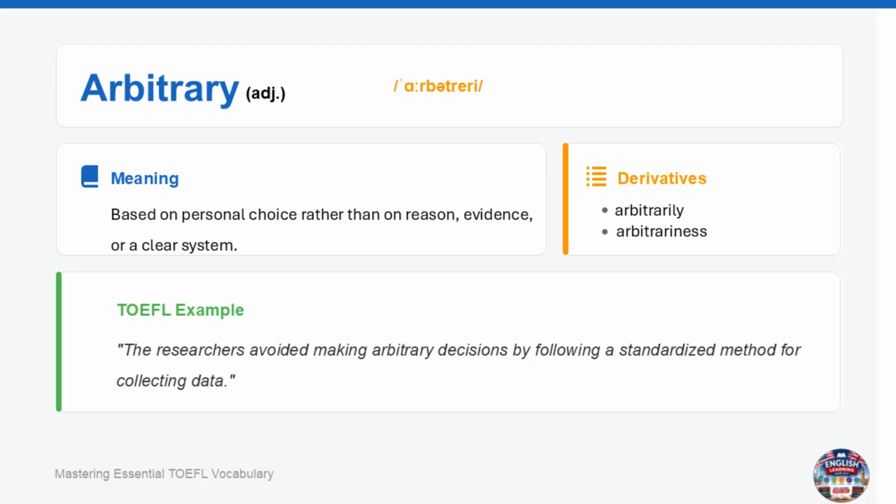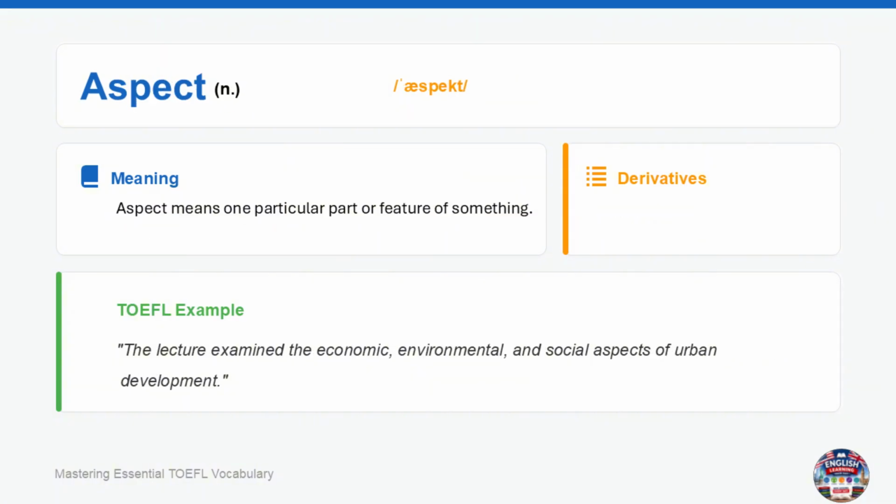Now let's review the derivatives. Arbitrarily, arbitrariness. In scientific research, decisions should never be arbitrary. Exactly. They should always be supported by evidence. Our eighth word is aspect.